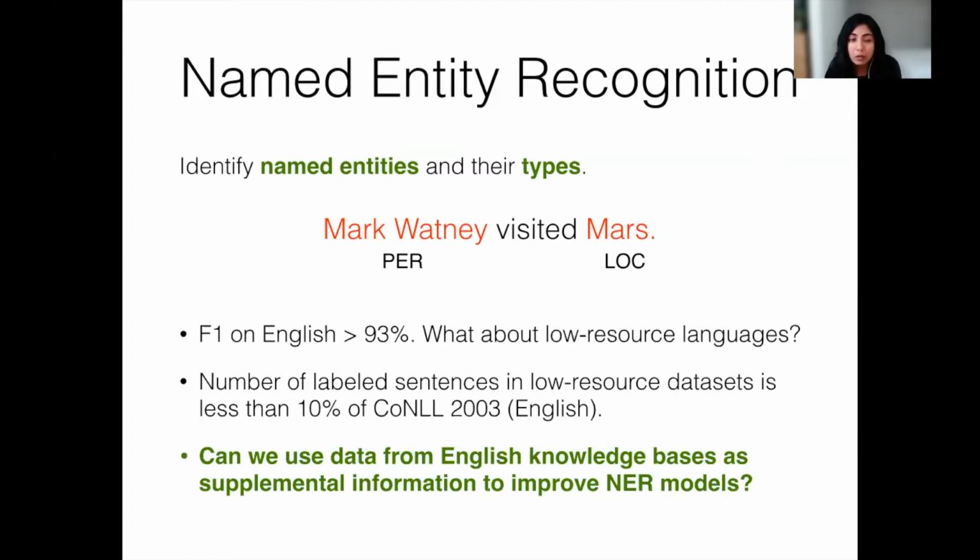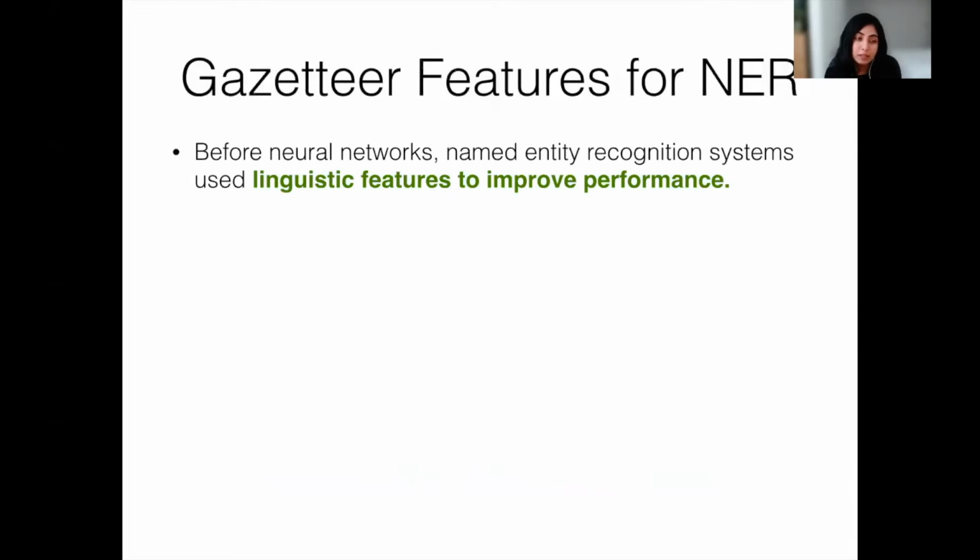So in this talk, we're going to present a method that investigates whether information from English knowledge bases can be used as supplemental information to improve the entity recognition performance in low-resource scenarios. As you've probably guessed, we're going to use the pivoting-based candidate retrieval model that we discussed earlier in the talk to get this information from the knowledge base. Before we jump into how to do that, I will first introduce how handcrafted features have been used in named entity recognition systems in the past, which we draw inspiration from for our method.